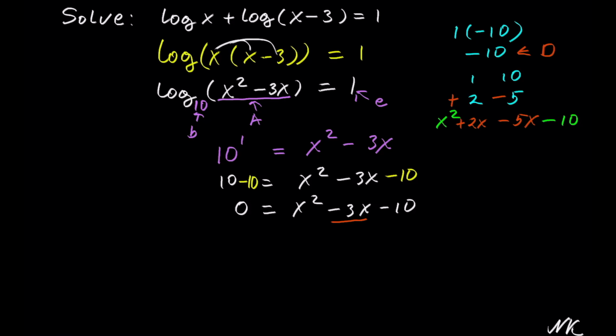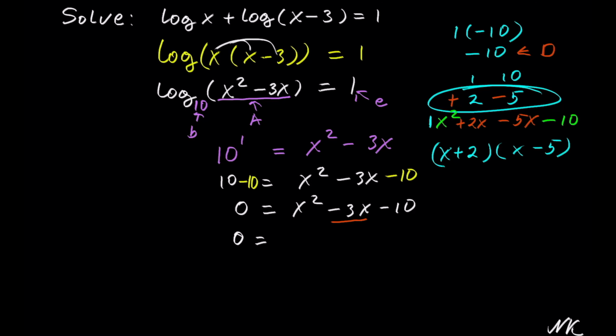But since the leading coefficient is 1, we can jump straight to the answer and have x plus 2 times x minus 5 as our factors. So once we have our two factors, we get 0 is equal to x plus 2 times x minus 5. To solve this, we set each factor equal to 0. We have x plus 2 equals 0, and x minus 5 is equal to 0.